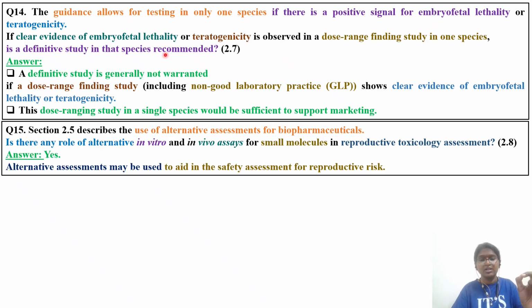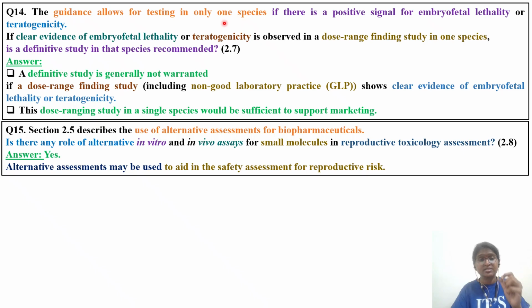Question number 14. The guidance allows for testing in only one species, as we are discussing now. So in this section we are discussing only non-clinical aspects. The first part we discussed mostly the introduction and the scope. Now we are discussing what type of animal trials. Like we have discussed recovery groups, we have discussed species also. Now one more question with respect to species only.